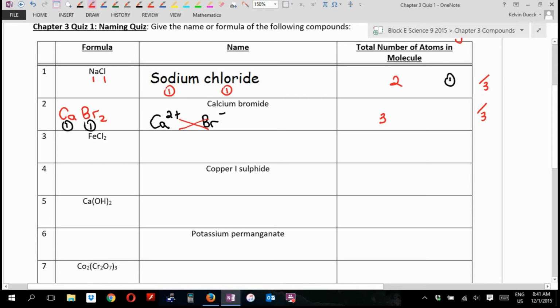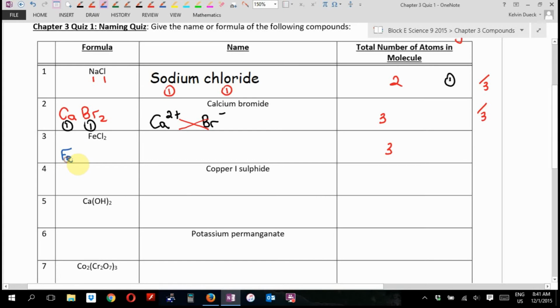It just got real. Because iron is multivalent, which means there's going to be some kind of a Roman numeral in my formula. What Roman numeral? I don't know. I have to figure it out. Well, I can tell you, hey, there's 3 atoms, 1 iron and 2 chlorines. Yay. How do I figure out which charge there is on iron?